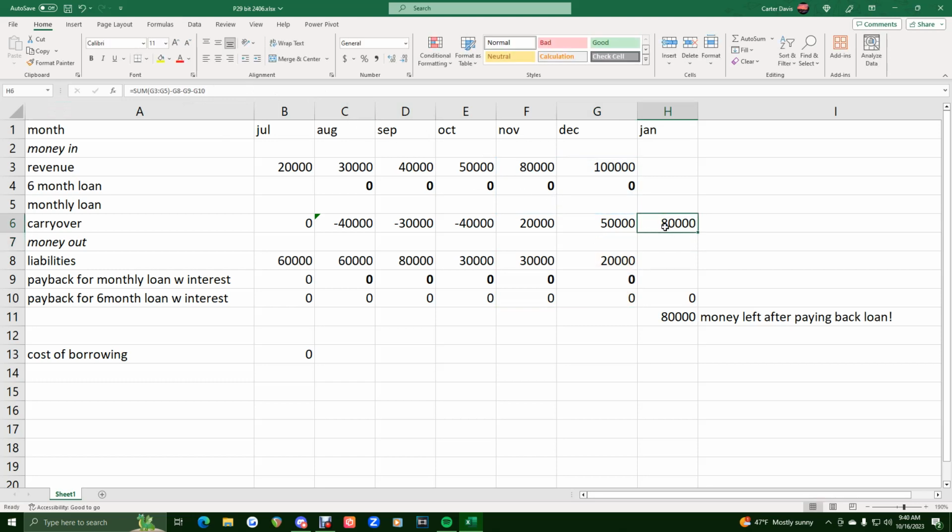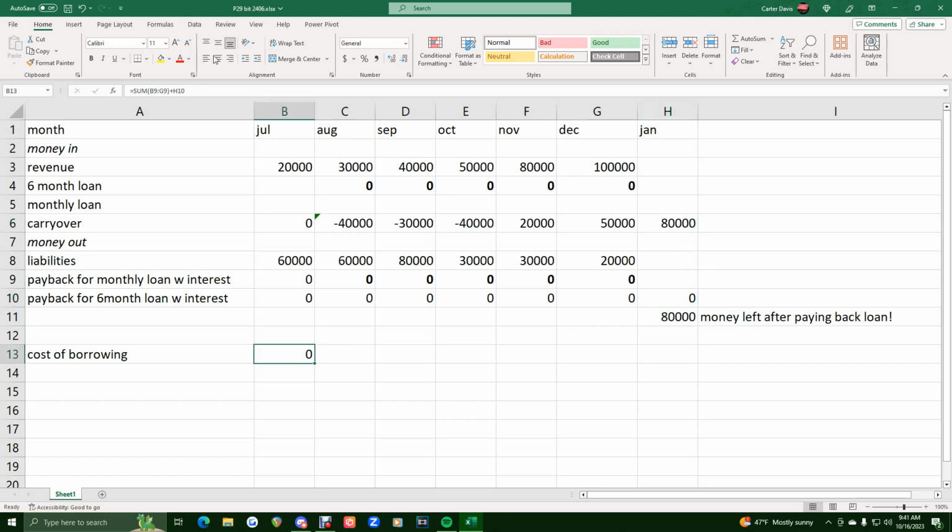One more important thing: the carryover in January versus the payback for the 6-month loan. We had to make sure that whatever money was left and carried over into January, we had enough carryover to then pay back the loan with 11% interest. So I did this little formula here, just the carryover minus the payback for the 6-month loan, which is the money left after paying back the loan. We have to make sure that this value is greater than or equal to zero, so that this amount is greater than or equal to this amount, so we have enough money to pay back this loan.